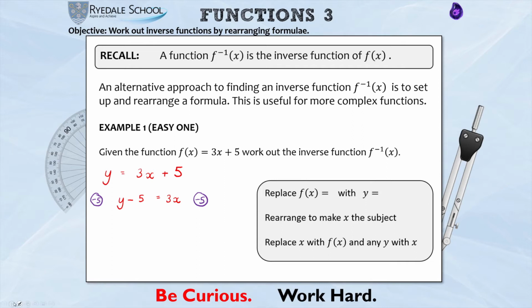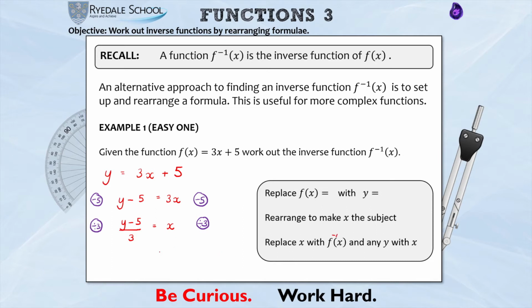And then to make x the subject, I need to get rid of the 3, and I can do that by dividing both sides by 3. And when I divide both sides by 3, I get y take away 5 all over 3 equals x. Now, this is where I start to think that this method's a little bit gimmicky. It's remembering this last step to get your inverse function that's a little bit funny. So what you do is you swap out your x with f to the minus 1 of x.